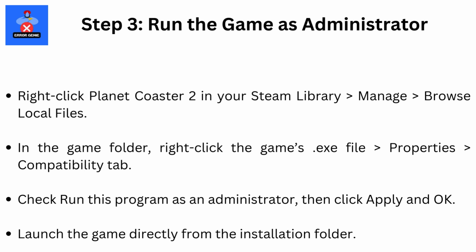Step 3. Run the game as administrator. Right-click Planet Coaster 2 in your Steam library, then Manage, then Browse local files. In the game folder, right-click the game's .exe file, then Properties, then Compatibility tab. Check Run this program as an administrator, then click Apply and OK. Launch the game directly from the installation folder.